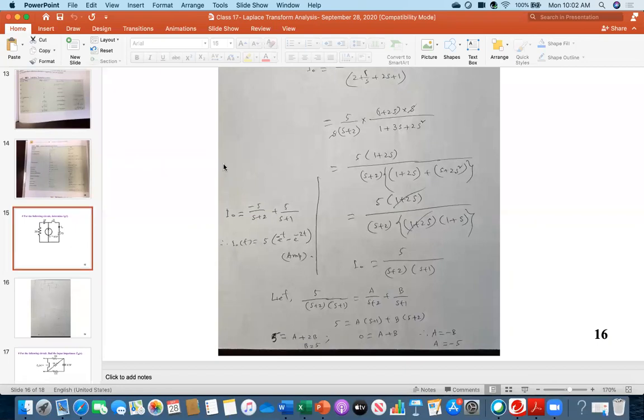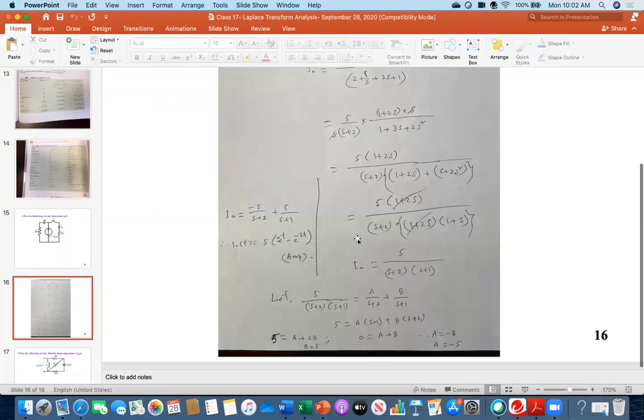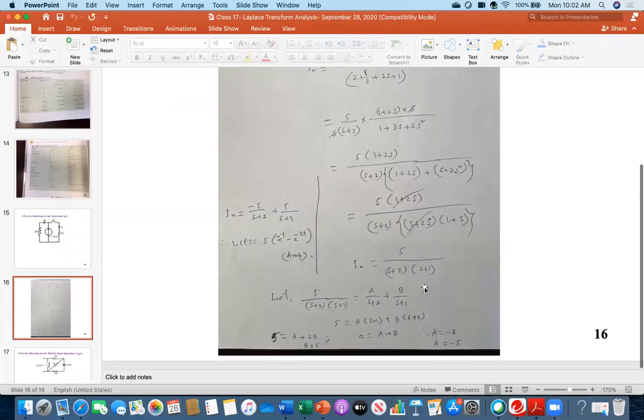Now, because the circuit was in the time domain and you are asked to determine I naught of t in terms of time function, you have to go back into inverse Laplace. So therefore, this is my format. I am applying again the partial fraction. You apply the cover-up method, no problem. And then I got minus 5 and 5. And then finally I got I naught equals minus 5 over s plus 2 plus 5 over s plus 1.